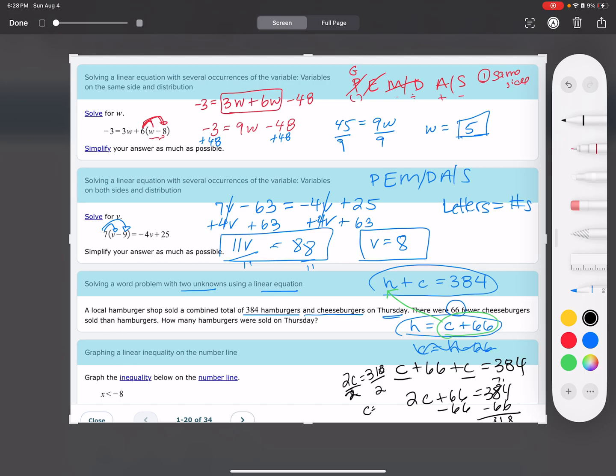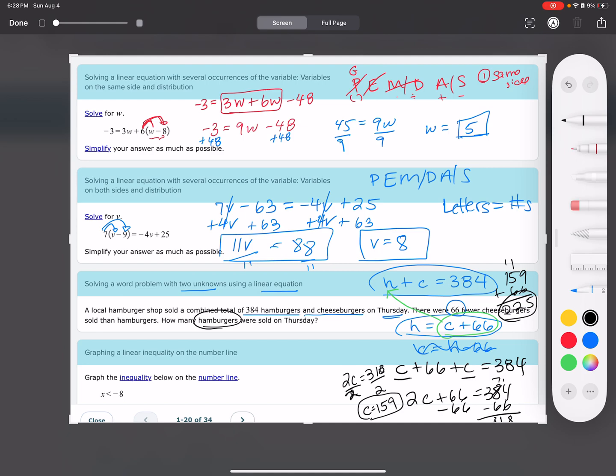And cheeseburgers is going to be 1, 5, and then 9, 159. So 159 cheeseburgers, and it said how many hamburgers were sold. So I have to do 159 plus 66, because there were more hamburgers. So 159 plus 66, and that's going to get me 5, carry the 1, is going to be 2, carry the 1, and that's 2, 225.